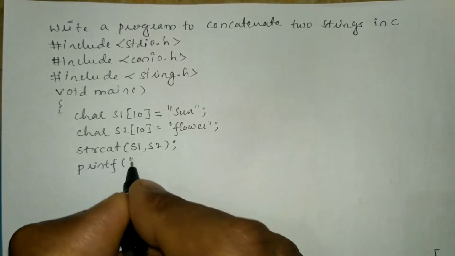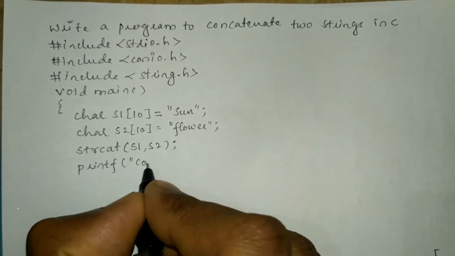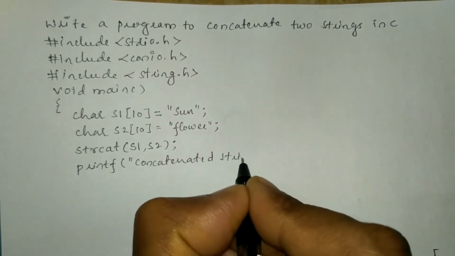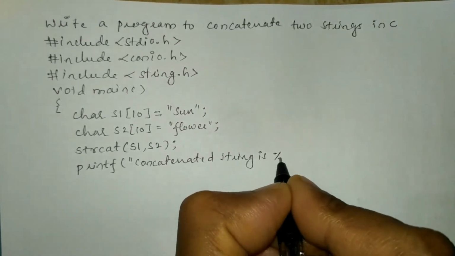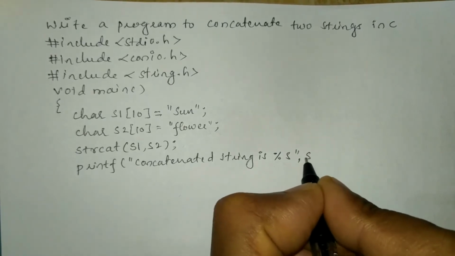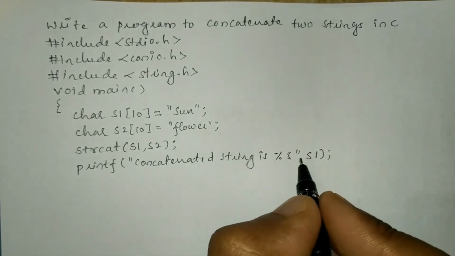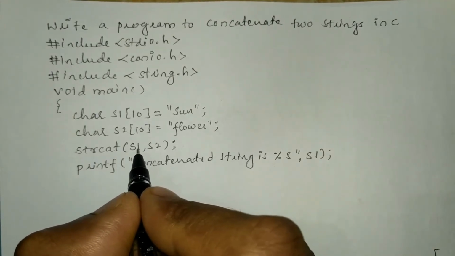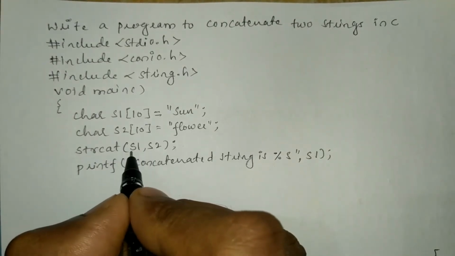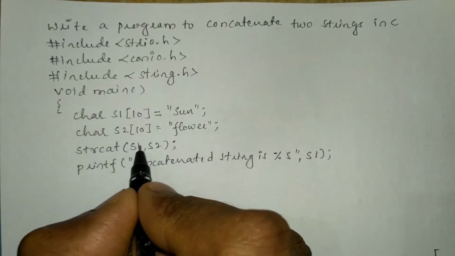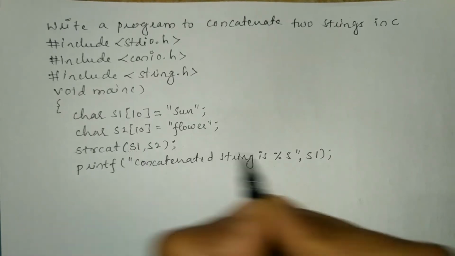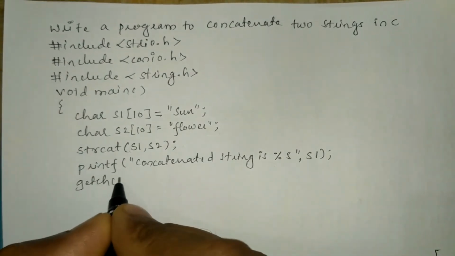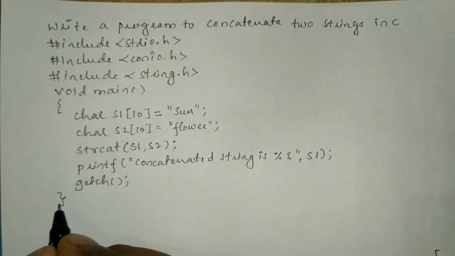Now after this we have to print the concatenated string. In a printf statement, I'm going to write in double quotation marks, concatenated string is %s, end the double quotation mark, put comma s1. Why s1? Because string 2 will come and join at the end of string 1. Hence the updated string, that is the concatenated string, is present in s1. That is the reason we have to write s1 here. Now we'll write the getch function and the curly closing brace.